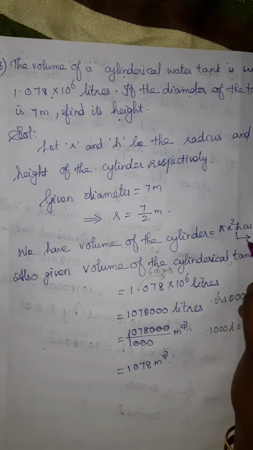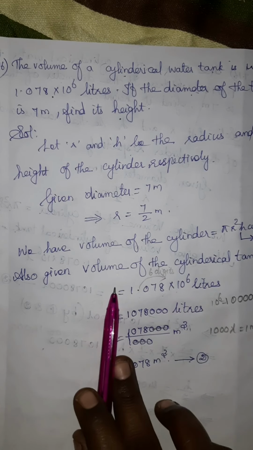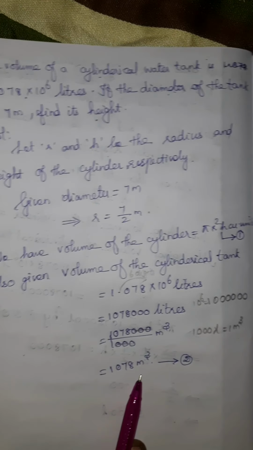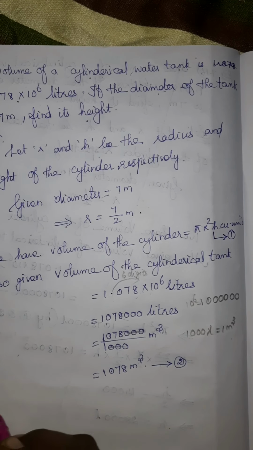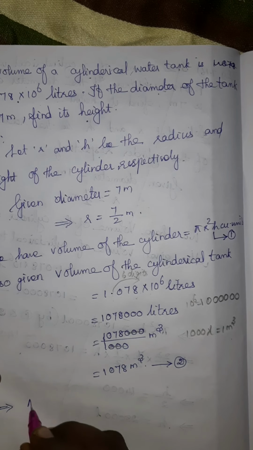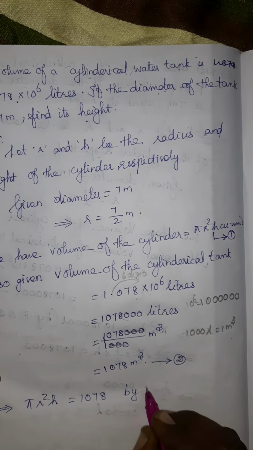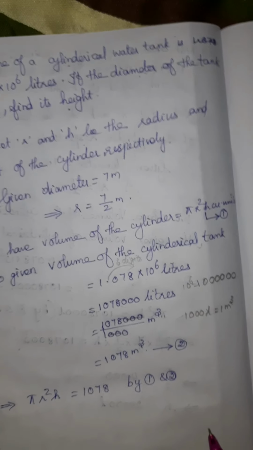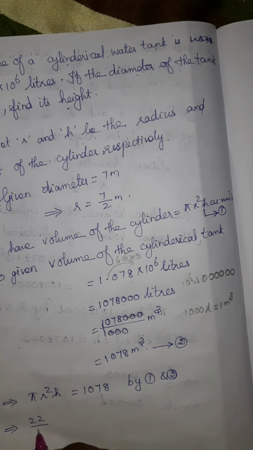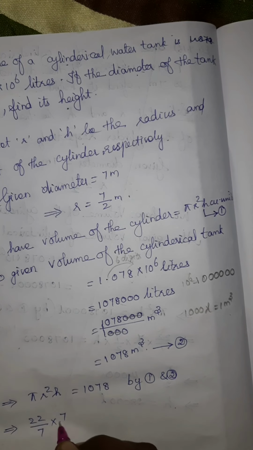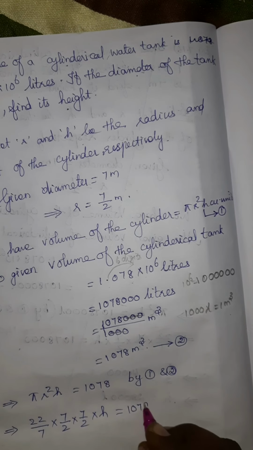Here this formula you consider as equation 1 and this value you consider as equation number 2. This is volume of cylinder and this is volume of cylindrical tank. We can relate the two since both have the same shape, which implies pi r square h is equal to 1078, using 1 and 2. Now we can apply the values. Pi value is 22 by 7, r value is 7 by 2, so r square is 7 by 2 into 7 by 2, into h is equal to 1078.